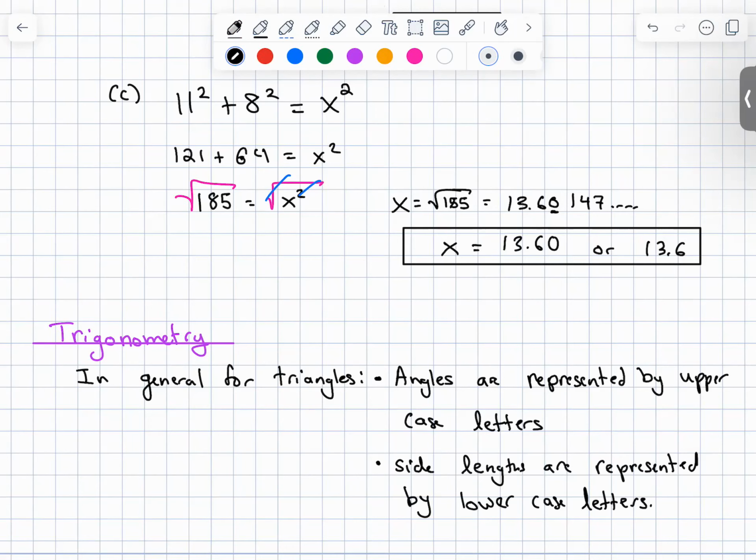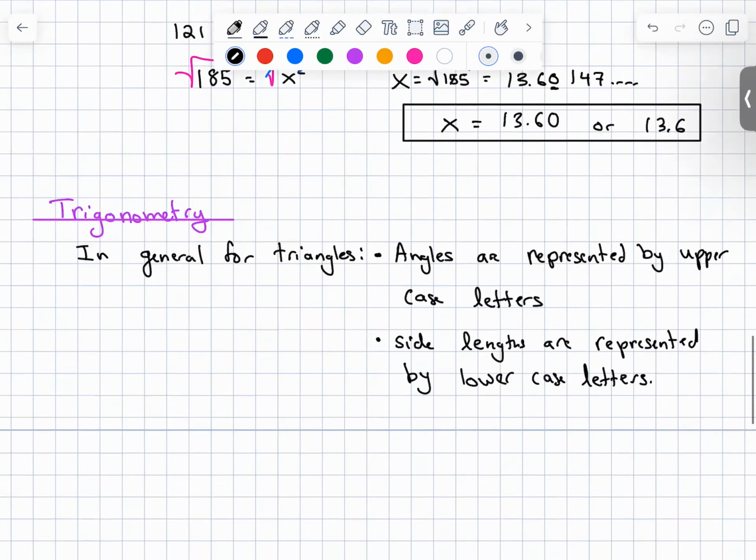So in general, most textbooks would agree with this. Mathematicians don't usually have too much consistency with each other, but one thing we typically do agree on is that angles are represented by capital letters or by Greek letters, like theta or gamma. And side lengths are usually denoted by lowercase letters.